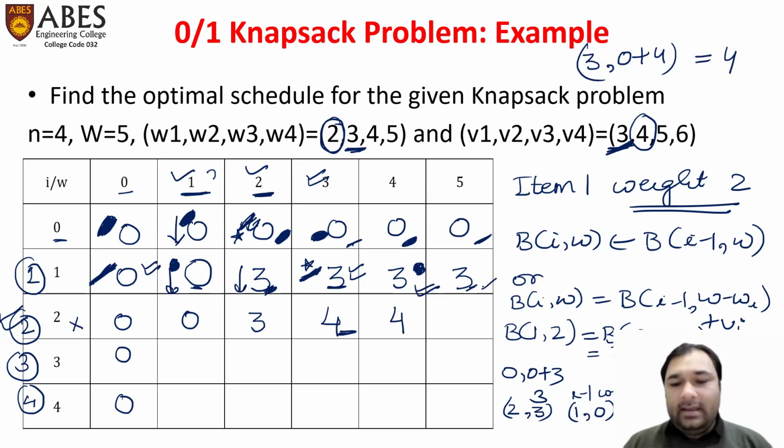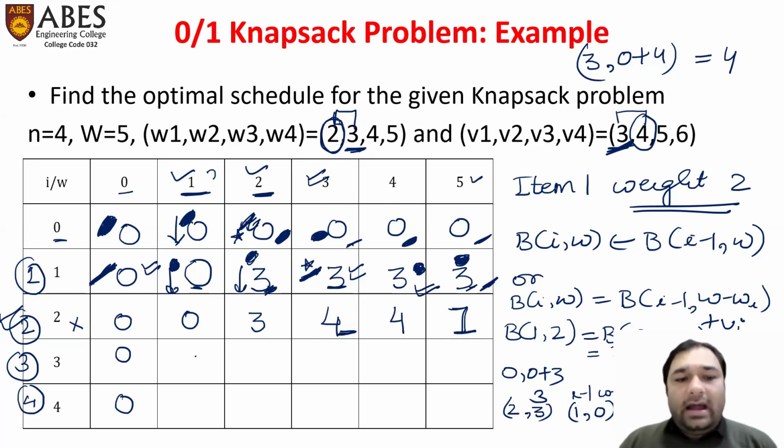Again, when we come here, at this position, we are taking a reference of this. Item 1 is to be taken. And if we come here, that is 3 plus 4, that will be 7. So what we will simply see is that 2 plus 3 is 5. At 5, we are getting 3 plus 4 as 7.